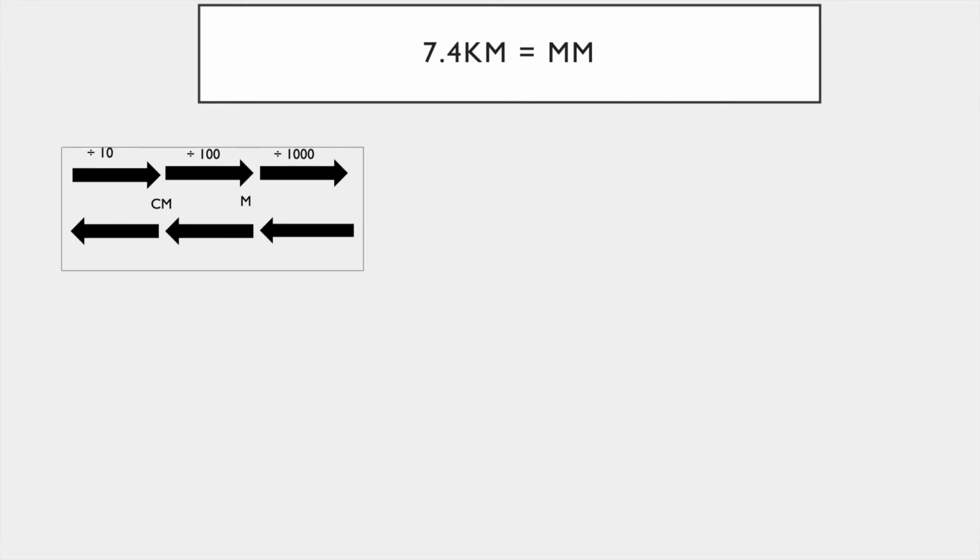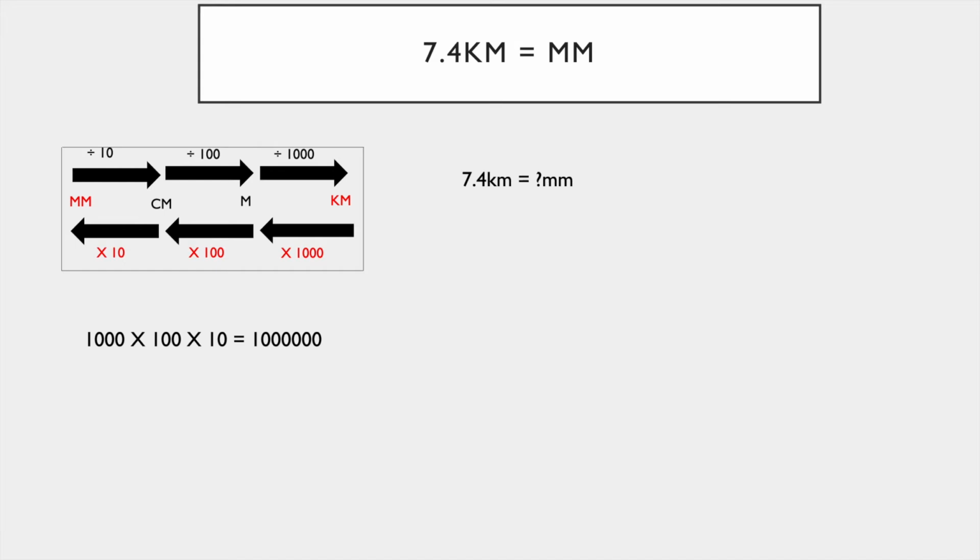Assuming that you need to convert 7.4 kilometers to millimeters, what you have to do is to see how many times you have to move from kilometer to millimeter. So kilometer to meter is times by 1000, meter to centimeter is times by 100, and from centimeter to millimeter is times by 10. After that, all you have to do is to multiply 10 by 100 and by 1000. That'll give you what? 1 million.